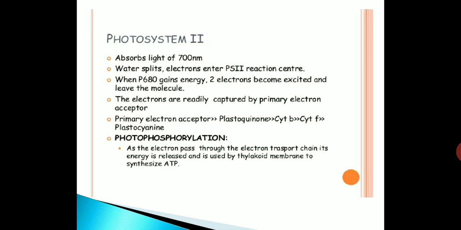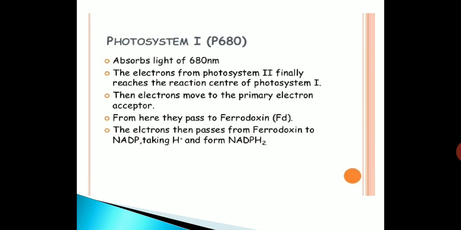Photophosphorylation. As the electron passes through the electron transport chain, its energy is released and it is used by the thylakoid membrane to synthesize ATP. Photosystem 1, P680. It absorbs light of 680 nanometer. The electrons from photosystem second finally reach the reaction center of photosystem 1.